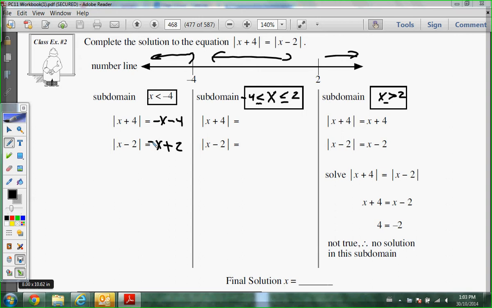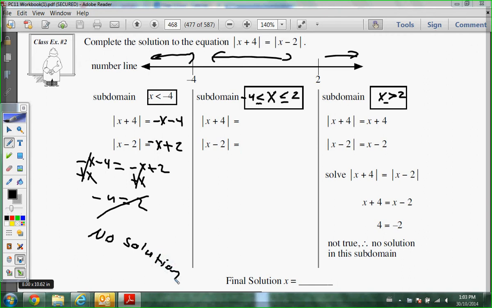So up here on the left, I'm going to have negative x minus 4 equals negative x plus 2. And this is going to do, Eli, we're going to play out your nightmare from earlier. Plus x. Oh man, I don't have any x's. Does negative 4 equal 2? No. No solution here. So that means there's not going to be a solution less than negative 4. Okay?